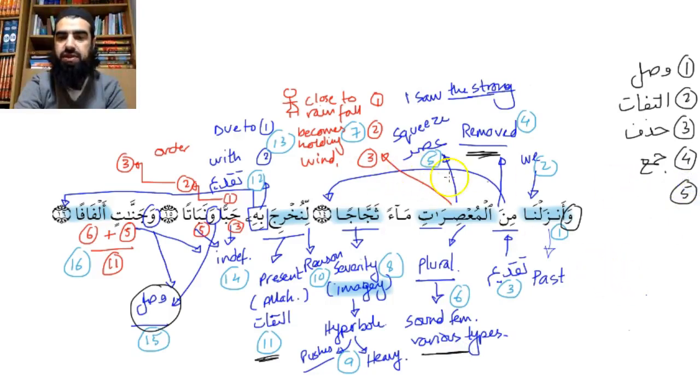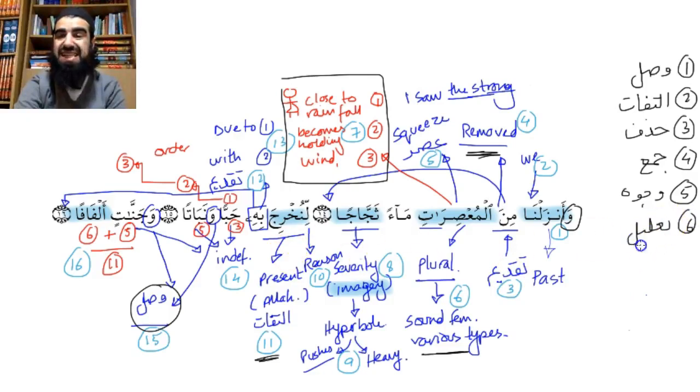Number 5, we've got the usage of the wujuh, multiple meanings, right? So at one time you can have multiple meanings of a word. Number 6, we also have the usage of the ta'leel, right? So ta'leel, so the reasoning, the causality that's been mentioned there as well. This is also something Allah wants us to think about, why He's doing all of this. What is the reason for creating this whole system?